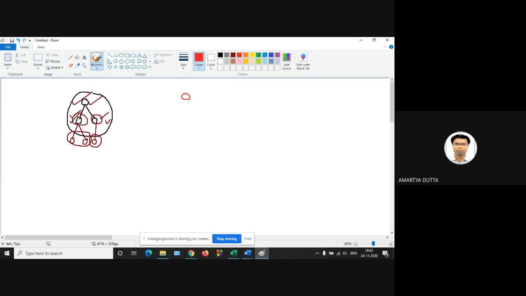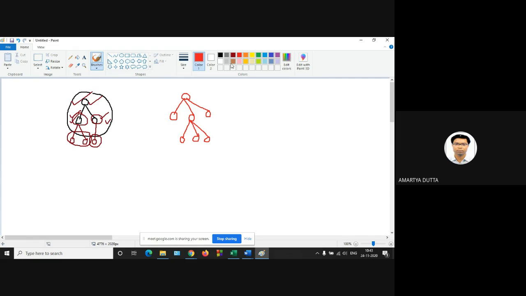This is a ternary tree. Why is this a ternary tree? Because every node has a maximum of three children. That's why this is a ternary tree. Okay, now we have to study the binary tree.